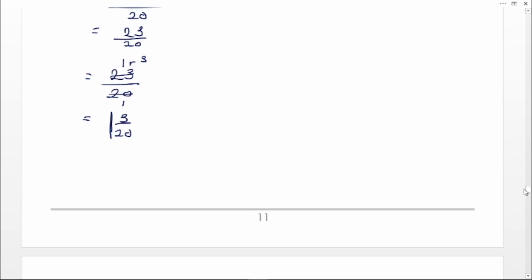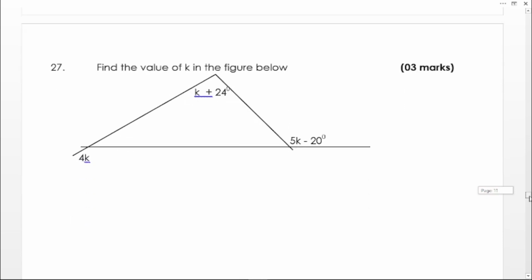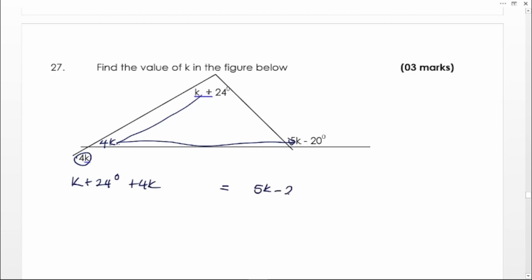Okay, so let us move on and see our next question. Our next question is saying find the value of k in the figure below. So this one was not supposed to be here; this one was supposed to be inside here. Now the property we are going to use says that the sum of two opposite interior angles adds up to one exterior angle. So when I add these two, I'm going to get this one exterior angle. Therefore it's going to be k plus 24 degrees plus 4k is giving us 5k minus 20 degrees.